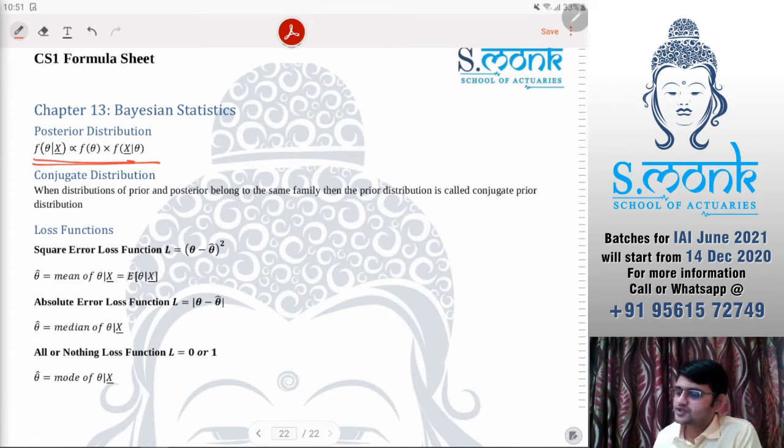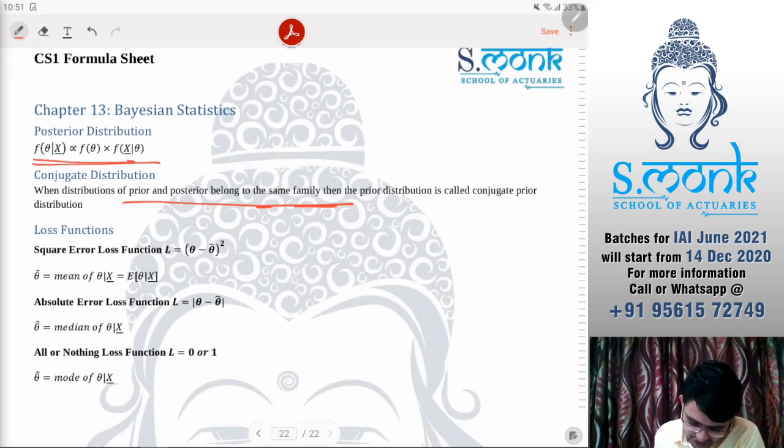Finding posterior distributions is important. Okay. When the prior and posterior distribution belong to the same family, then the prior distribution is called a conjugate prior distribution. That is something that you should remember.